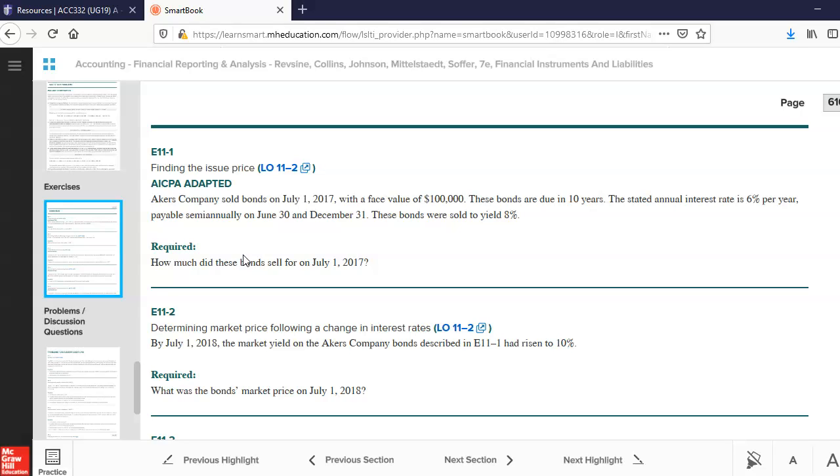Okay, so the first one here is Akers Company, and this is bonds. The first few questions will deal with bonds. Akers Company sells on July 1 of '17 face value $100,000 bonds, 10 years, stated rate of interest is 6%, payable semi-annually, and that's a key word there. That means twice per year, on June 30 and December 31. The bonds are sold to yield 8%. So how much do these bonds sell for on July 1 of '17?